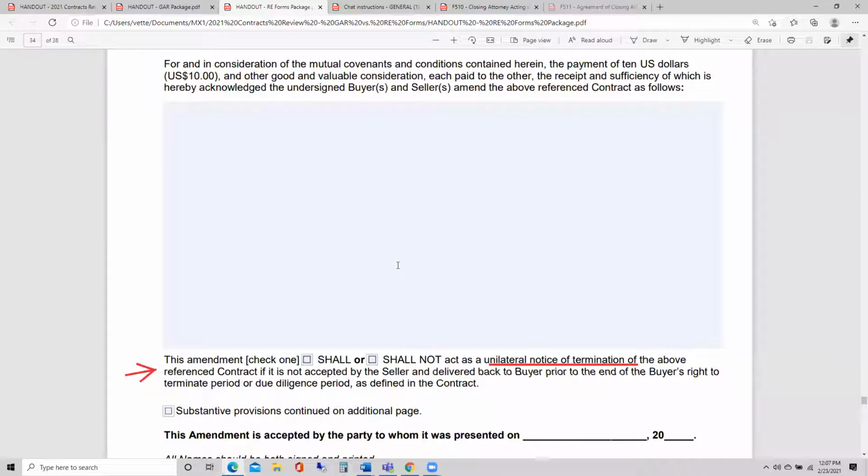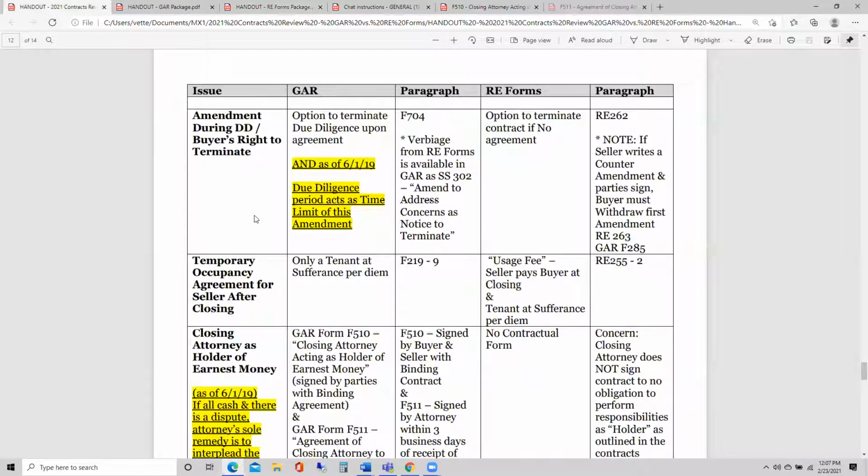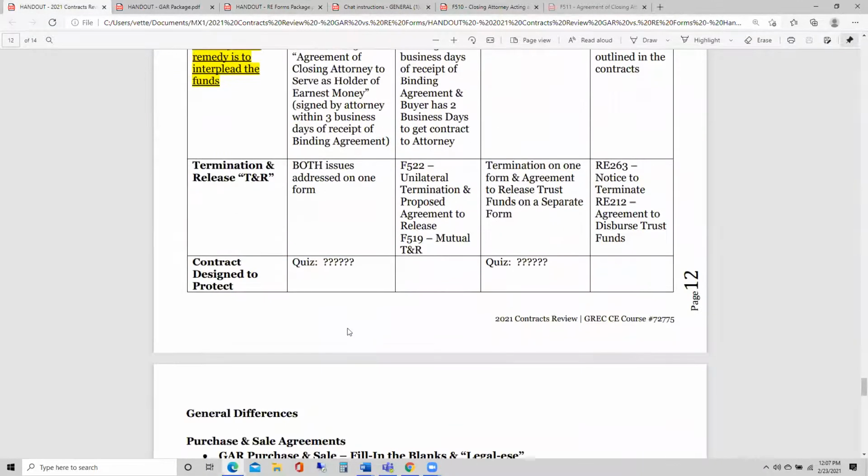If it's things like replacing some rotten wood around the windows and repainting to match, and so forth, things the buyer really doesn't want to pay for, but they don't want to terminate the contract, then you would mark shall not. Big differences in those. All right.